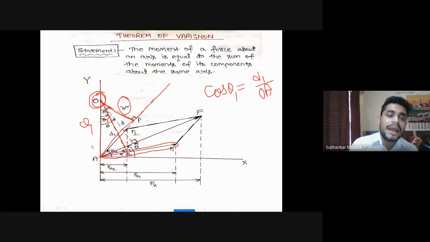And this Varignon's theorem will also be applicable if you analyze the entire system along the y-axis. In that case, you have to take this point O from the x-axis and solve the problem. Is it clear?